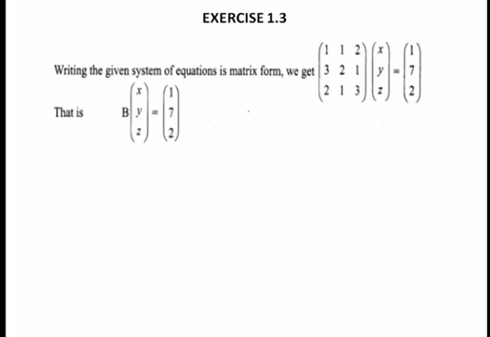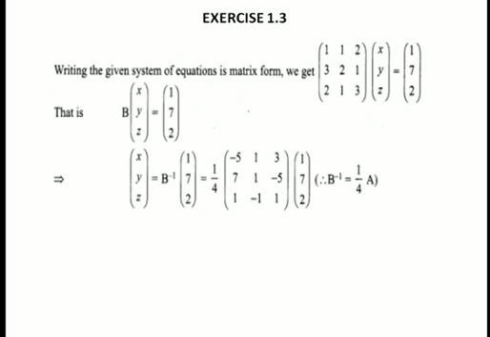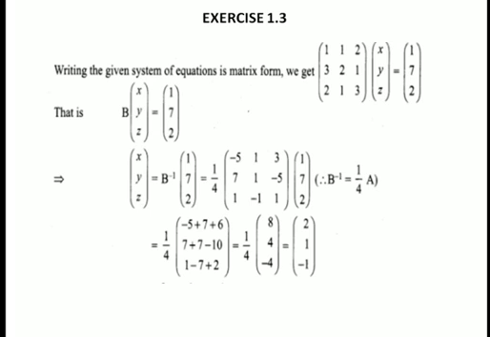Write the given system of equations in matrix form with B, X, Y, Z equal to 1, 7, 2. After that, B inverse you find out, so you take it and write the value of B. B inverse equal to 1 by 4 A. After that you simplify that, 1 by 4, 8, 4, minus 4. After that you divide by 4 and you get 2, 1, minus 1. X equal to 2, Y equal to 1, Z equal to minus 1.